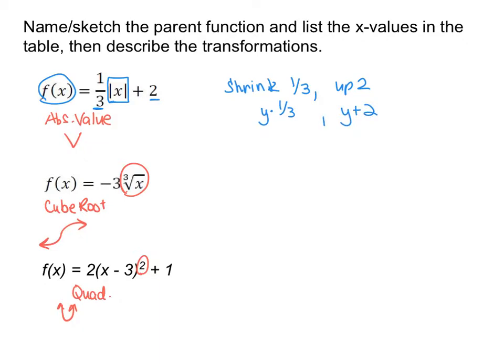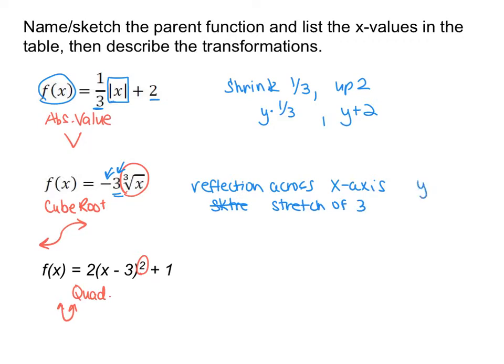Okay, for the next one, remember we're going to take the negative separate from the 3. So the negative is a reflection across the x-axis. And the 3 is a stretch this time. Stretch of 3. And what that means is it's going y times -1 and y times 3, or you actually could combine those together and say y times -3 right there.